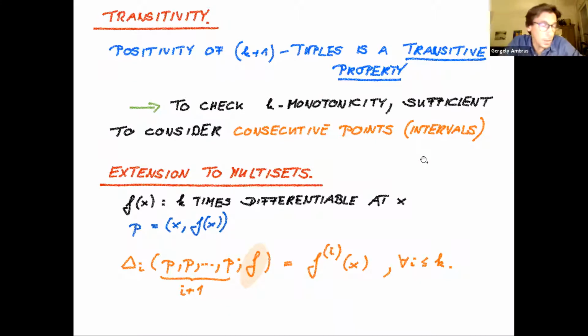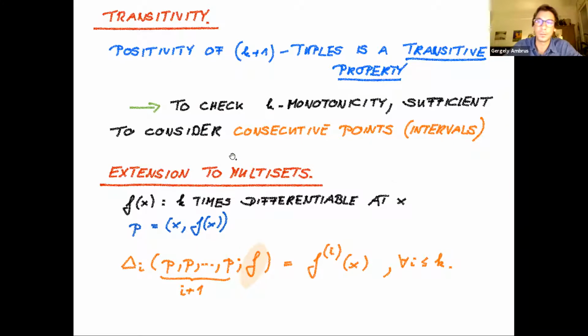Okay, so we defined that a chain is positive if and only if every k plus 1 tuple is positive. And now there's a very useful lemma, which says that a chain is positive if and only if every consecutive k plus 1 points form a positive k plus 1 tuple. That is important because one can concentrate on these intervals among the points instead of taking every possible k plus 1 tuple. So again, this is very useful when one would like to check this k-convexity.